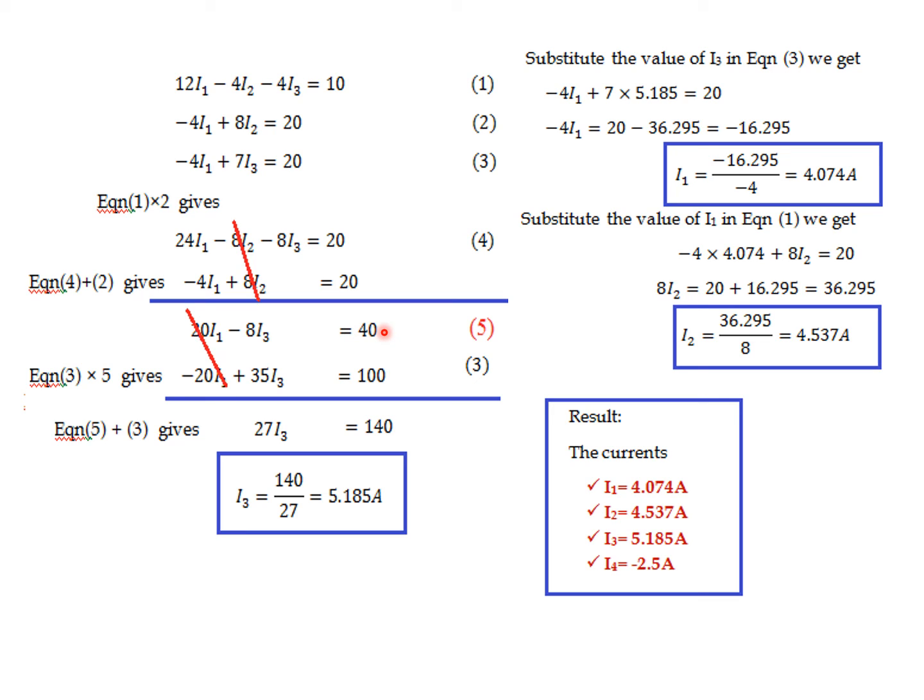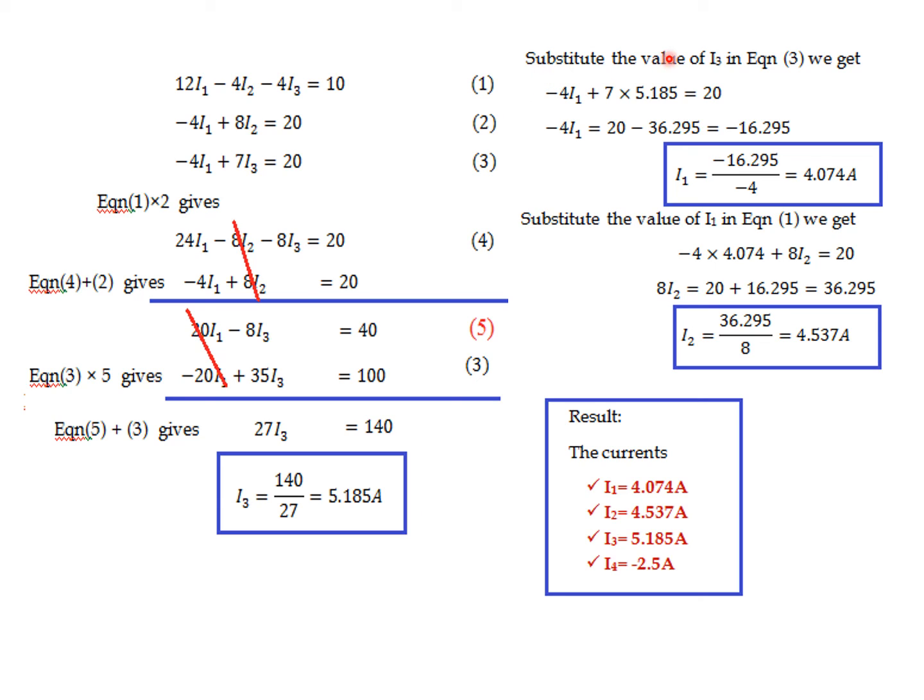Why do we do like this? In order to find out the answer I3. Next I am going to take the equation number 3, that is multiplied with 5. So minus 20I1 plus 35I3 equal to 100. Now both the equations are added together. I will get the answer 27I3 equal to 140. So what is I3? That is 140 divided by 27. That is 5.185 ampere.